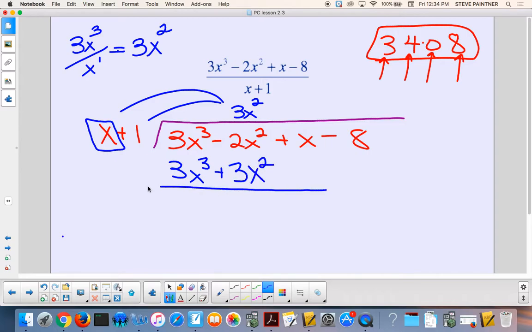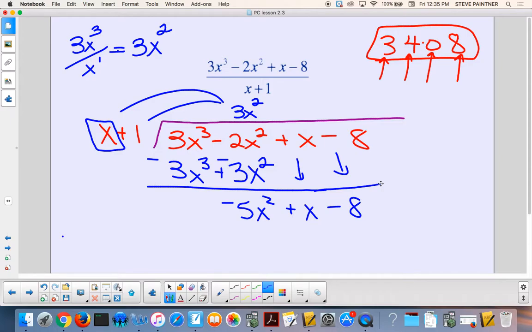Subtract, and when you subtract, everything just turns into the opposite. So if that's positive, it's now negative. Add down, you get what? Nothing here. What's this? Negative 5x squared. Yep, negative 5x squared. Bring down x. Bring down minus 8. Good? Did I do something wrong? Plus 3x squared, negative 5x.